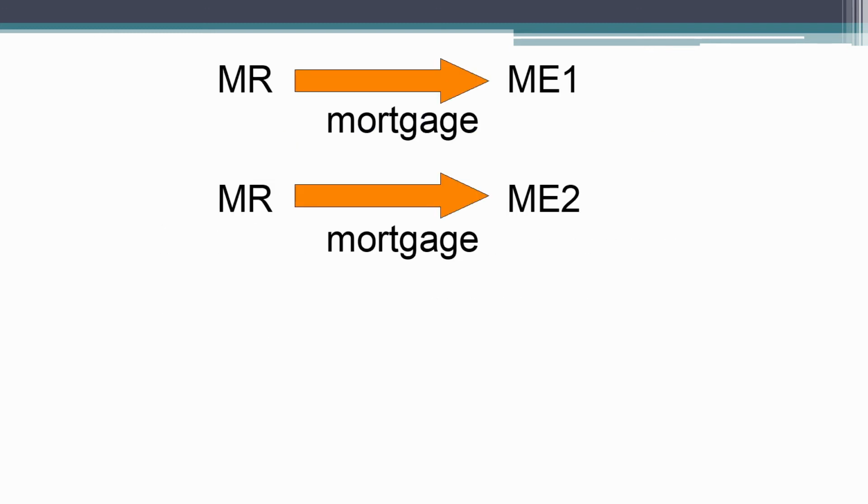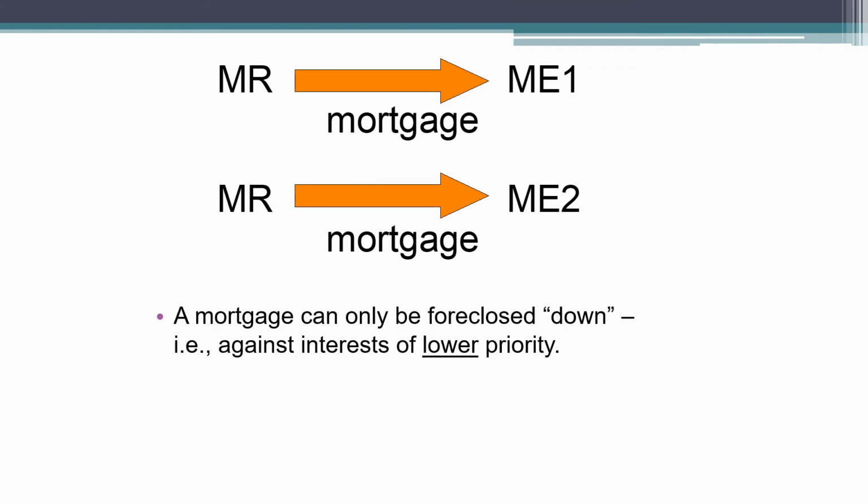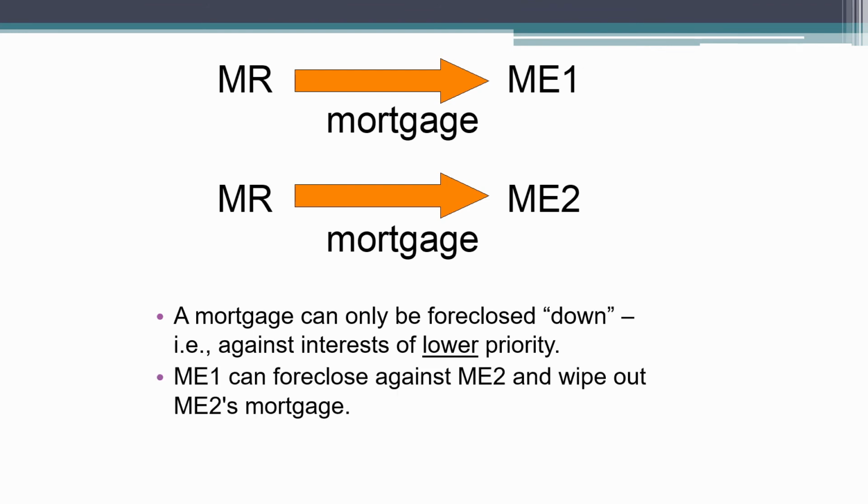Let's take this example with two mortgages to ME1 and ME2. As we mentioned, a mortgage can only be foreclosed down against interests of lower priority. So ME1 can foreclose against ME2 and wipe out ME2's mortgage.